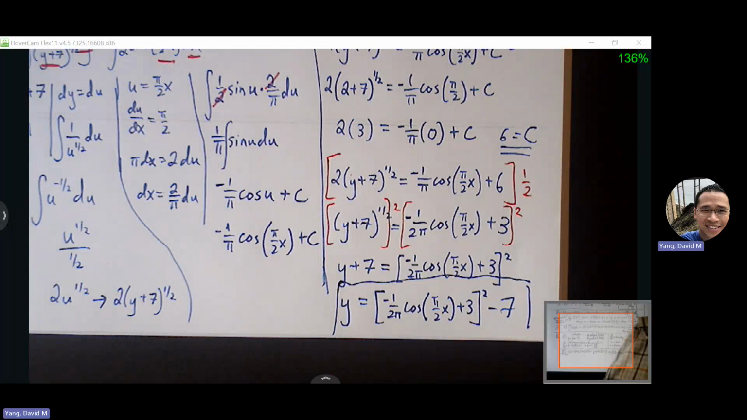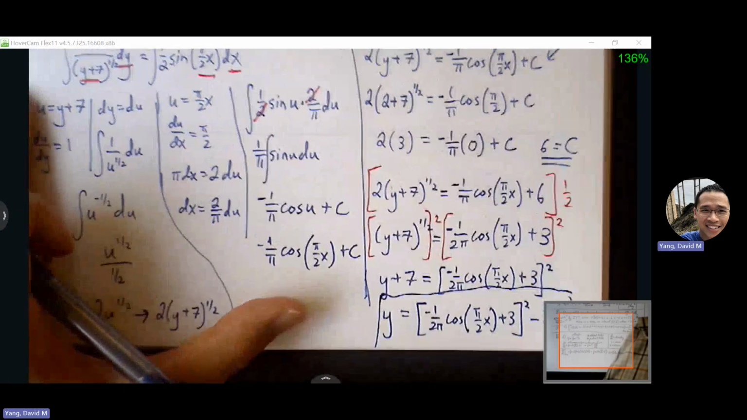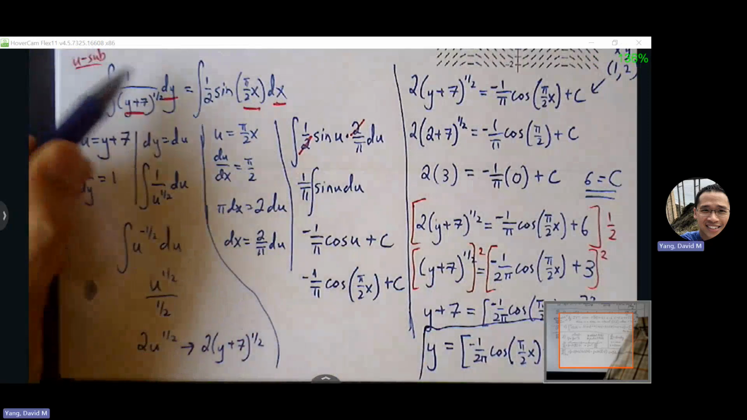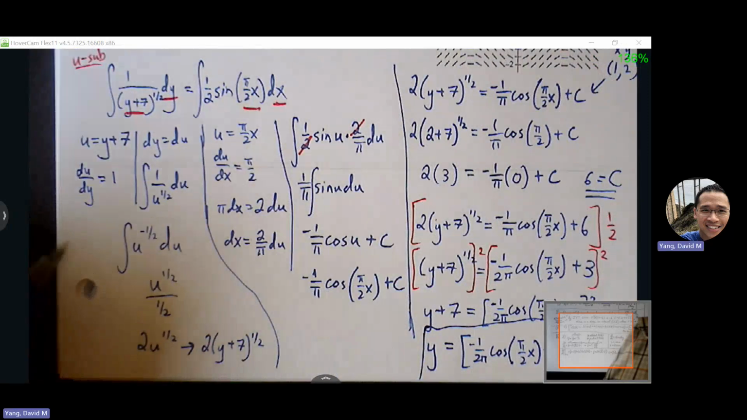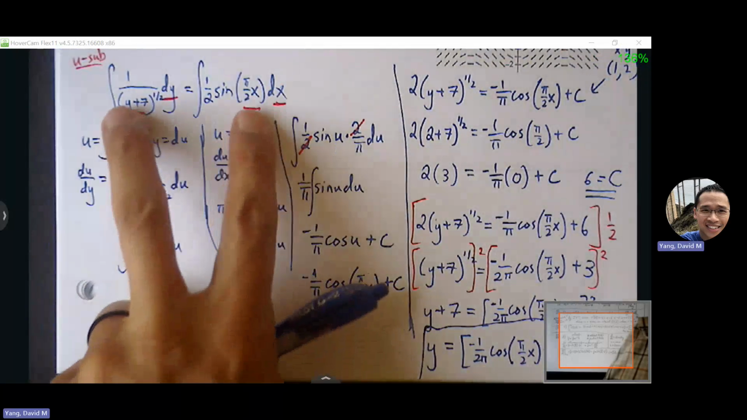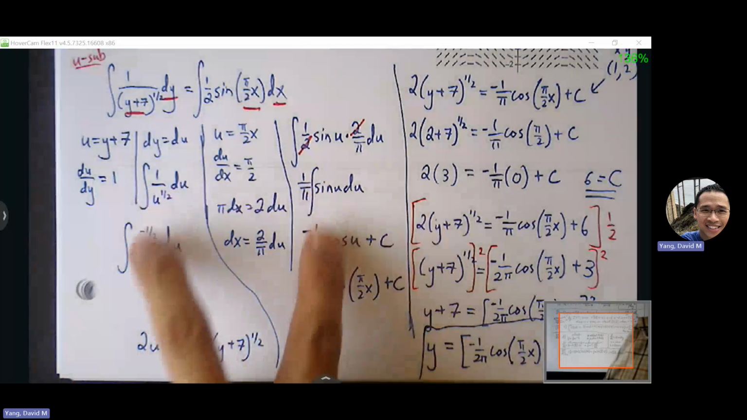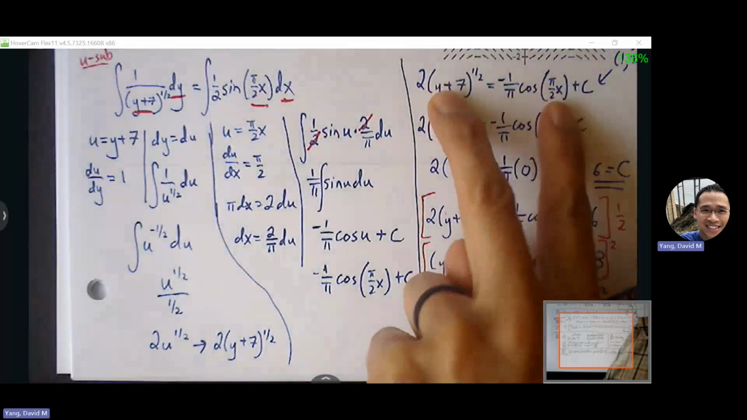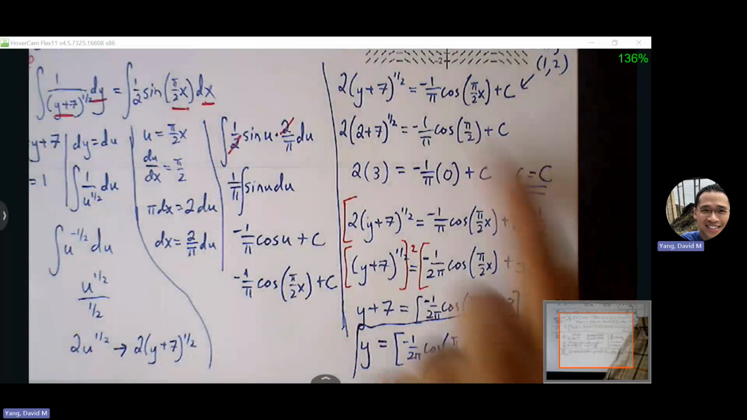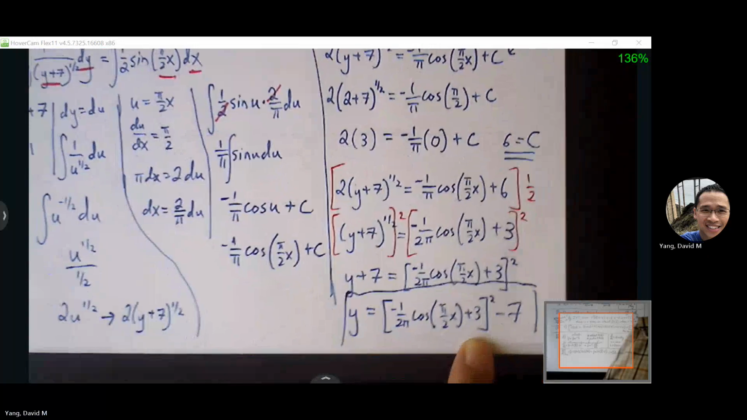I'm sorry. What's the point distribution on that? Oh, this is probably like a 5-point problem. You got 1 point for separating the variables, 2 points to be able to do the calculus correctly, use substitution, get it up to this point, and then 1 more point to solve for C, and then 1 more point to solve for Y.